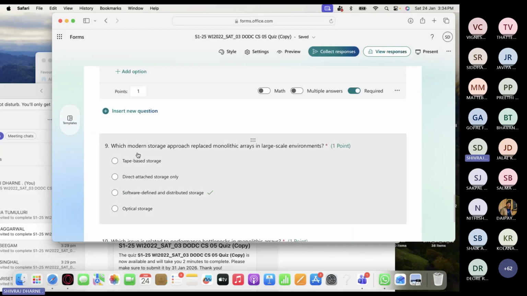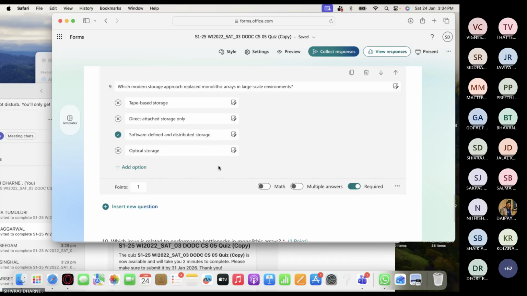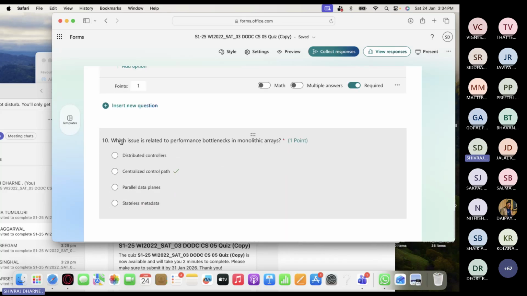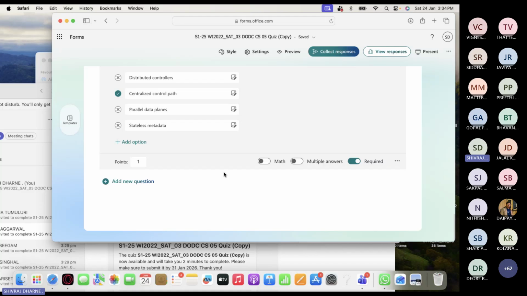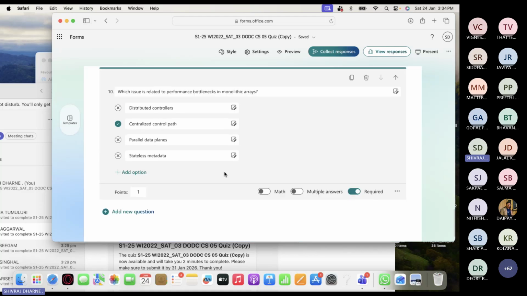Okay, which modern storage approach replaced monolithic arrays in a large scale environment? Software defined storage, right? And the last question is, which issue is related to performance bottlenecks in monolithic arrays, right? So centralized control path is the issue, okay? Because it is hardware defined. If it is, then you can, at the virtual software level, fix it.